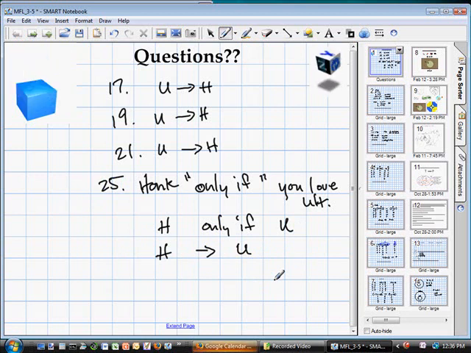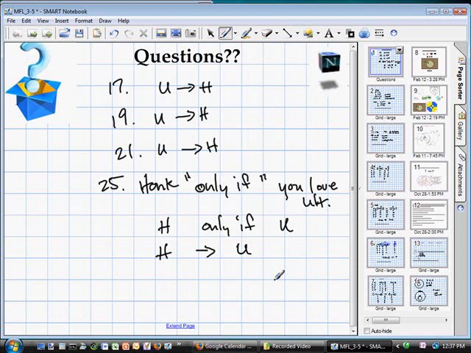So that's how I'd analyze it. Get it into letters, and then what does only if mean? H only if U is if H then U. Yeah. Another one of those special English things. What did I call it? A grammar thing or an English thing last time? Anyway.